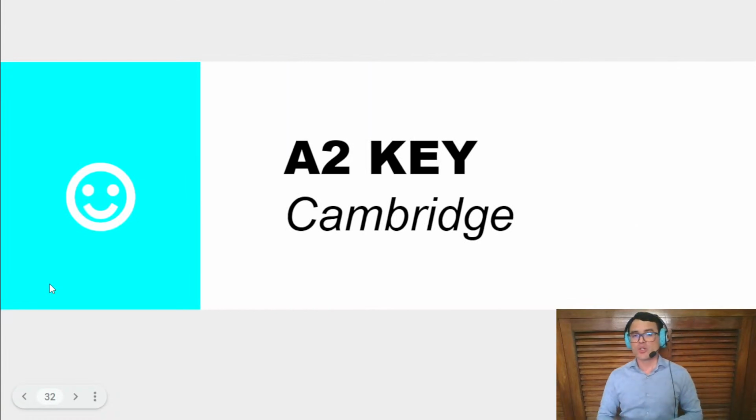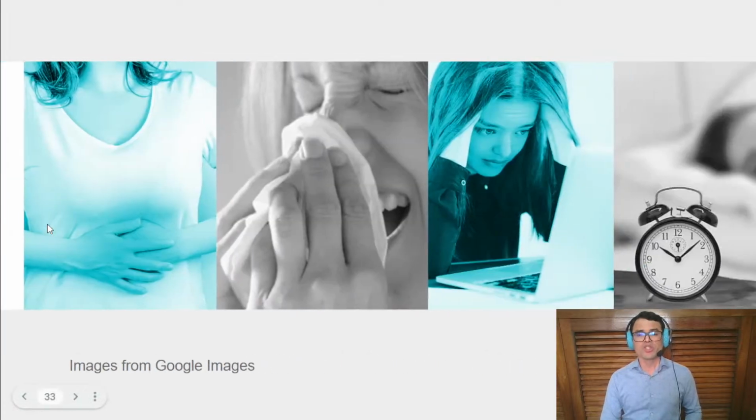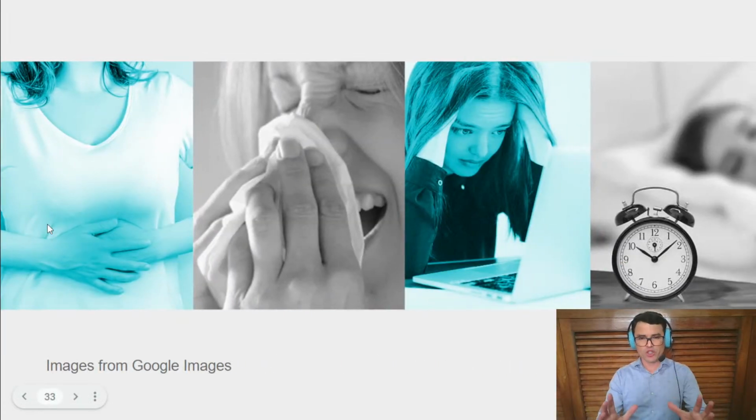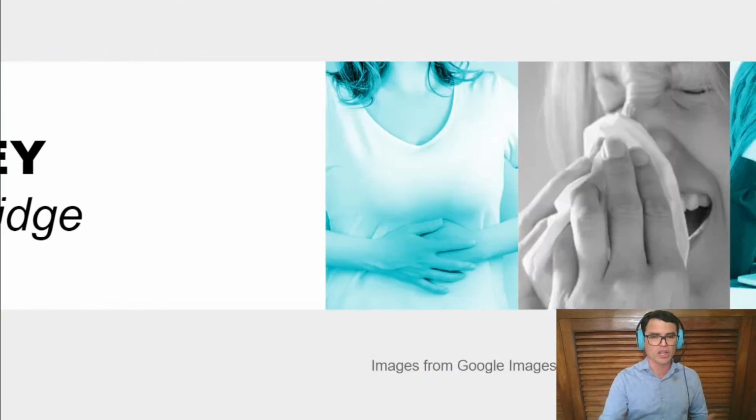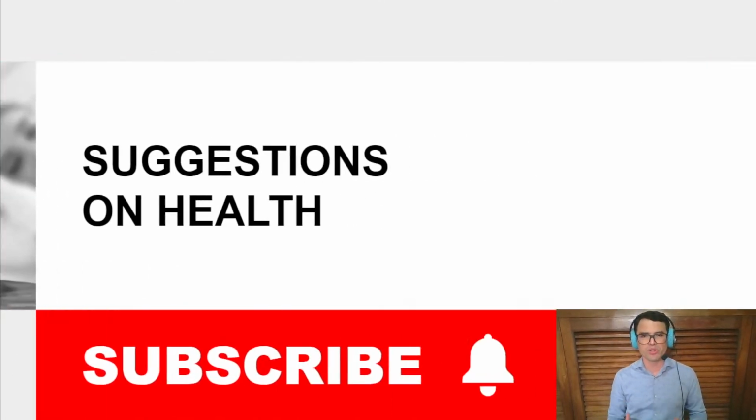Now, let's talk about the A2 Key Cambridge exam. When you take this exam, you're given a set of pictures and you have to describe what you see in the pictures and create a story based on the pictures. This is basically a writing task, but at AG Languages we do it as a speaking task, right? And if you want training also for taking this exam, you can contact us, okay, and we can help you out with the preparation that you need.